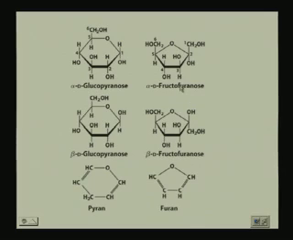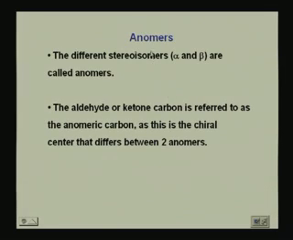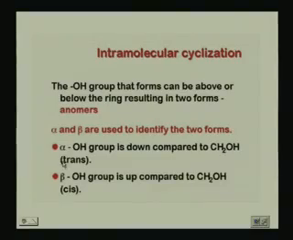The same goes with fructofuranose. If the CH2OH is cis to the other CH2OH, it is the alpha. If it is trans, then it is the beta form. This is what the anomers are. The different stereoisomers alpha and beta are called anomers, and the aldehyde or ketone carbon decides whether we have the anomeric OH in the beta position or in the alpha position. You have to remember that this is only possible when there is cyclization, not before that. So, we have the alpha OH down compared to CH2OH, that is trans. If the beta OH group is up compared to CH2OH, it is a cis conformation. We will see how this is going to help us in all the glycosidic linkages that we talk about later on.